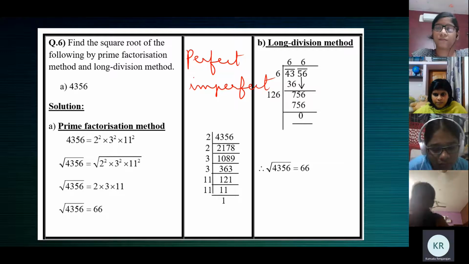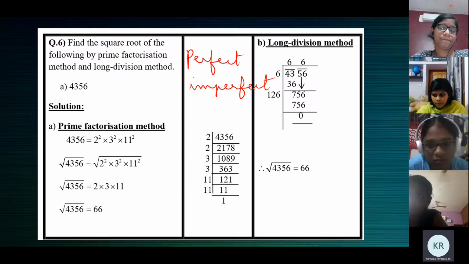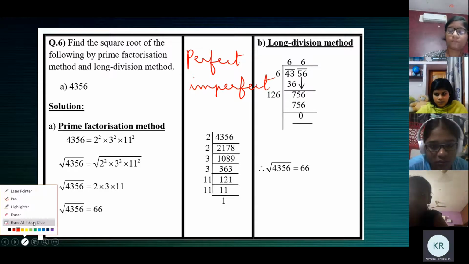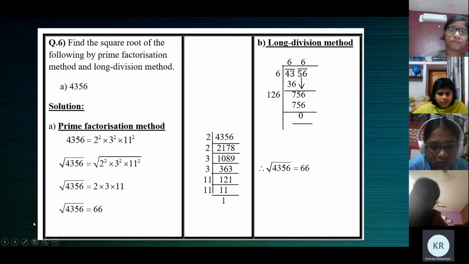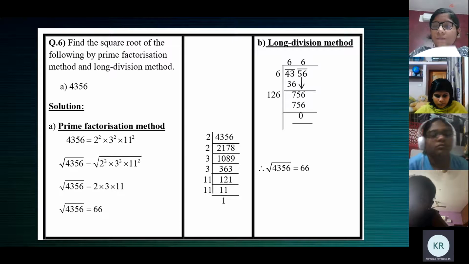Have I answered your question, Swati? Yes, ma'am. Okay, thank you. So now all the numbers are perfect squares. So when you use long division, the remainder will be 0.